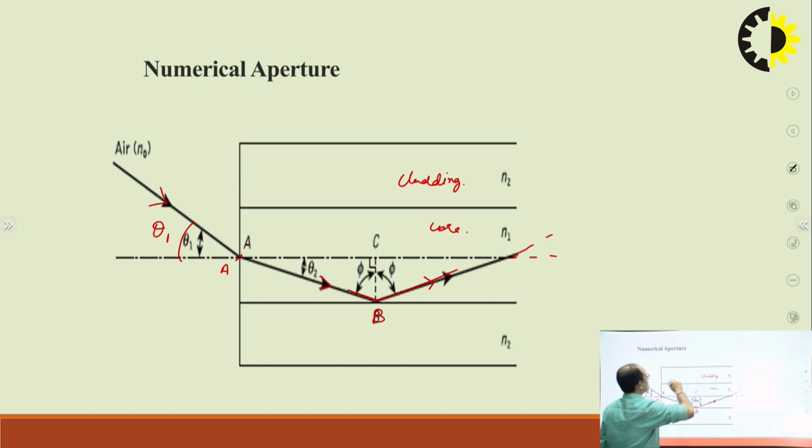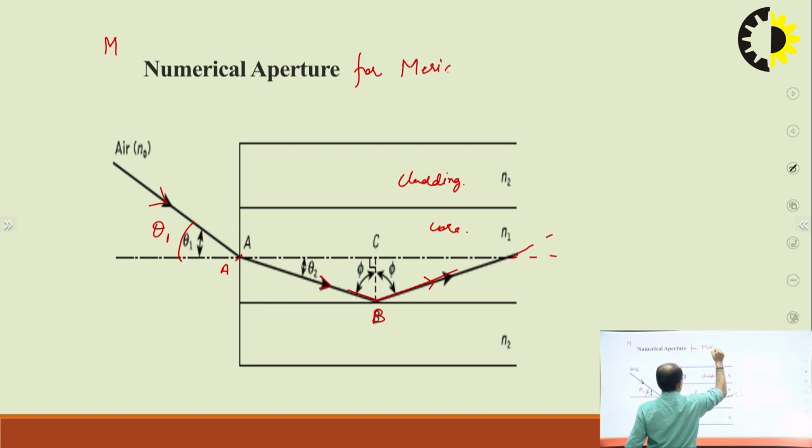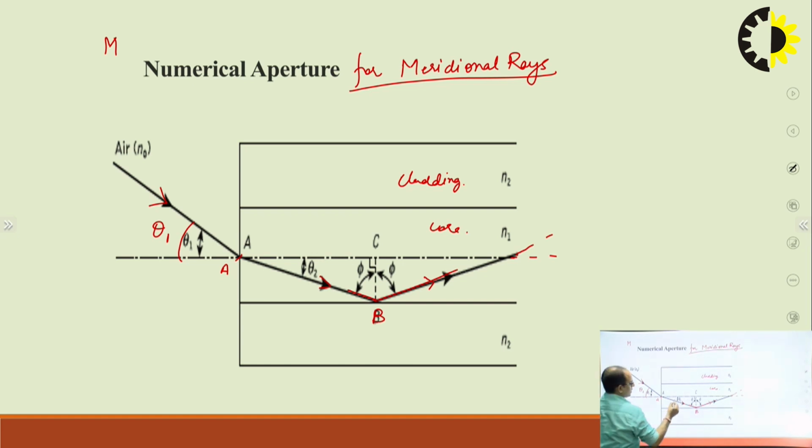So first of all, we'll discuss the numerical aperture for the meridional rays. Now let's say this makes an angle of theta 1 and this makes an angle of theta 2, and this incident angle is phi and this reflected angle is phi. Clear? So, and if I say this is point A, this is B, and this is point C.